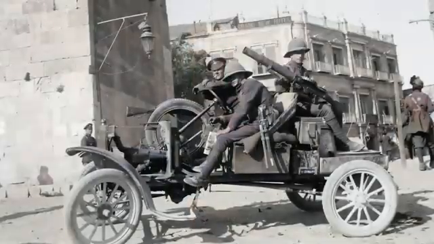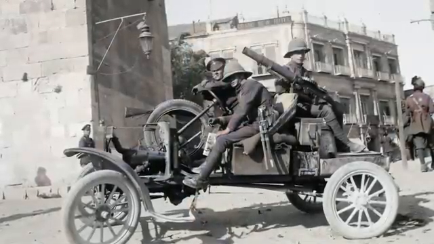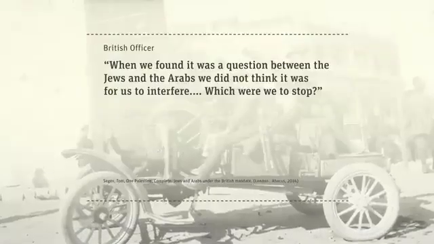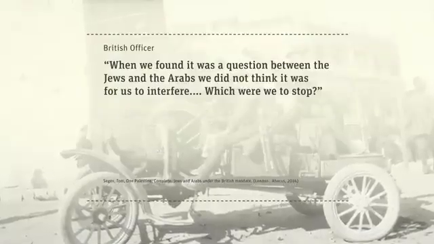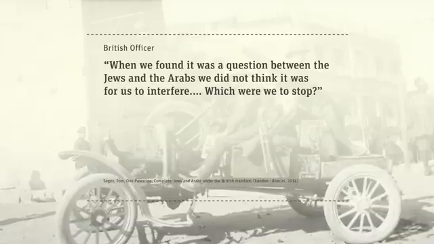Groups of Arabs, including some policemen, targeted Jewish homes and families in the neighborhood, killing and looting as they went. A British officer who was on holiday and witnessed the scene reflected on the dilemma for British troops on the ground. When we found it was a question between the Jews and the Arabs, we did not think it was for us to interfere. Which were we to stop? By the end of the day, 27 Jews were killed and more than 100 wounded.